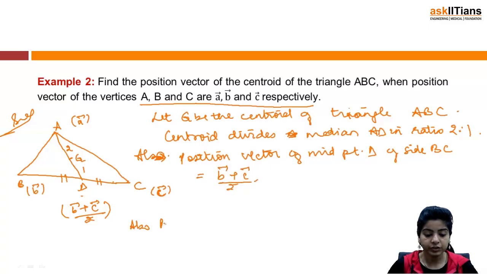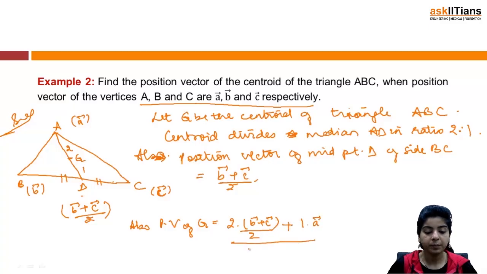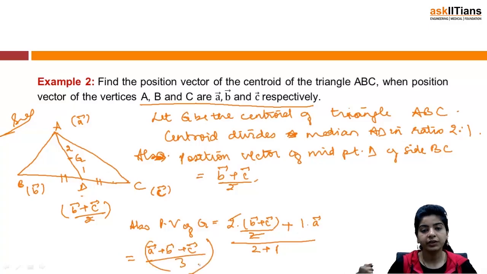Also, the position vector of G. Now we will be applying the section formula, because this is dividing the median in the ratio 2:1, and we already have the position vectors of A and D. So what I get is 2 into b plus c by 2, plus 1 into a, divided by the sum m plus n, that is 2 plus 1. The 2 gets cancelled, and I have a plus b plus c by 3.